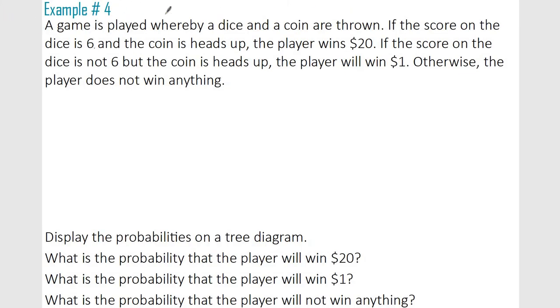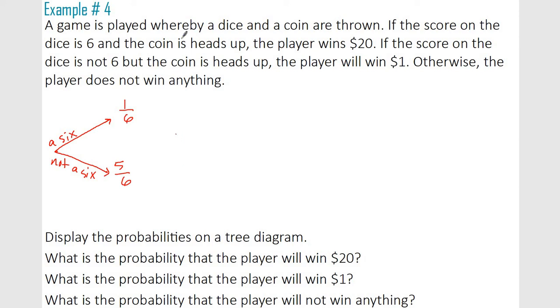Example 4 wants us to play a game where we throw a dice and flip a coin. So let's start by rolling a dice. We either want a 6 or don't get a 6, right? Those are our two options. So I'm going to draw my tree diagram. That's the first thing I want to do. So rolling a 6 and not a 6. So this would be 1/6, and this would be 5 out of 6.